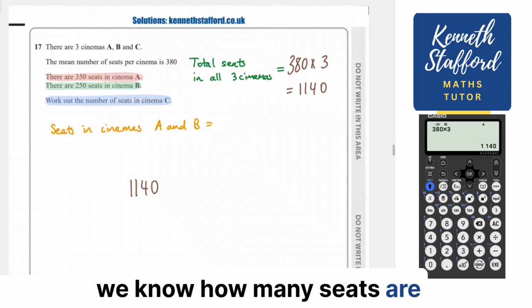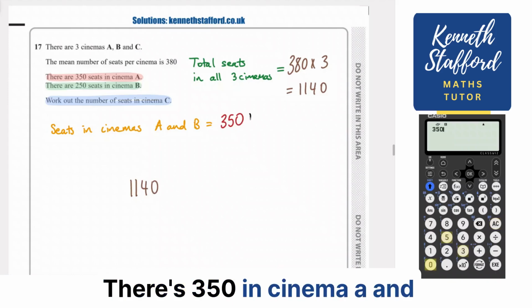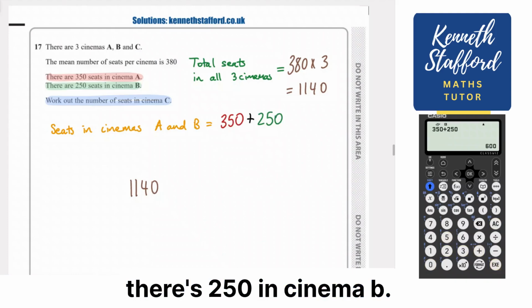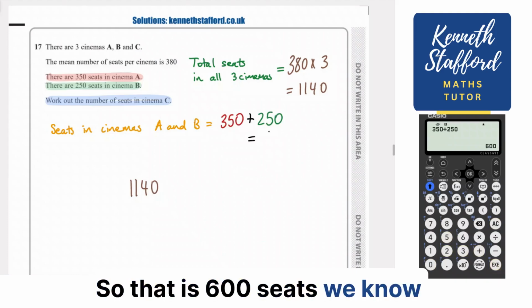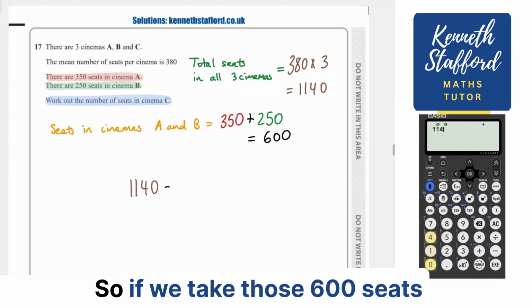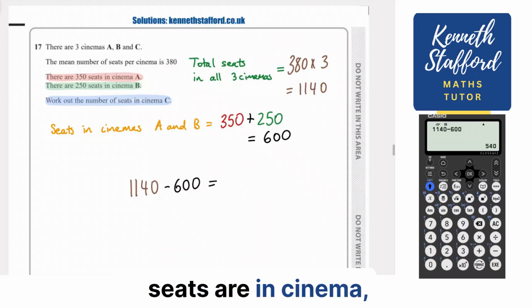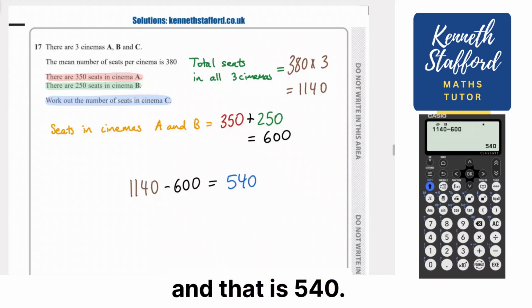Now we know how many seats are in Cinema A and Cinema B. There's 350 in Cinema A, and there's 250 in Cinema B. So that is 600 seats we know about in Cinema A and B. So if we take those 600 seats away from the total, we will figure out how many seats are in Cinema C. And that is 540.